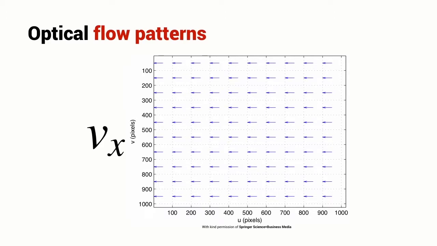Let's consider that we have a regular array of points and the camera is moving in the positive x direction. It has got a positive x velocity component. What we observe is that all the points in the image move uniformly toward the left.